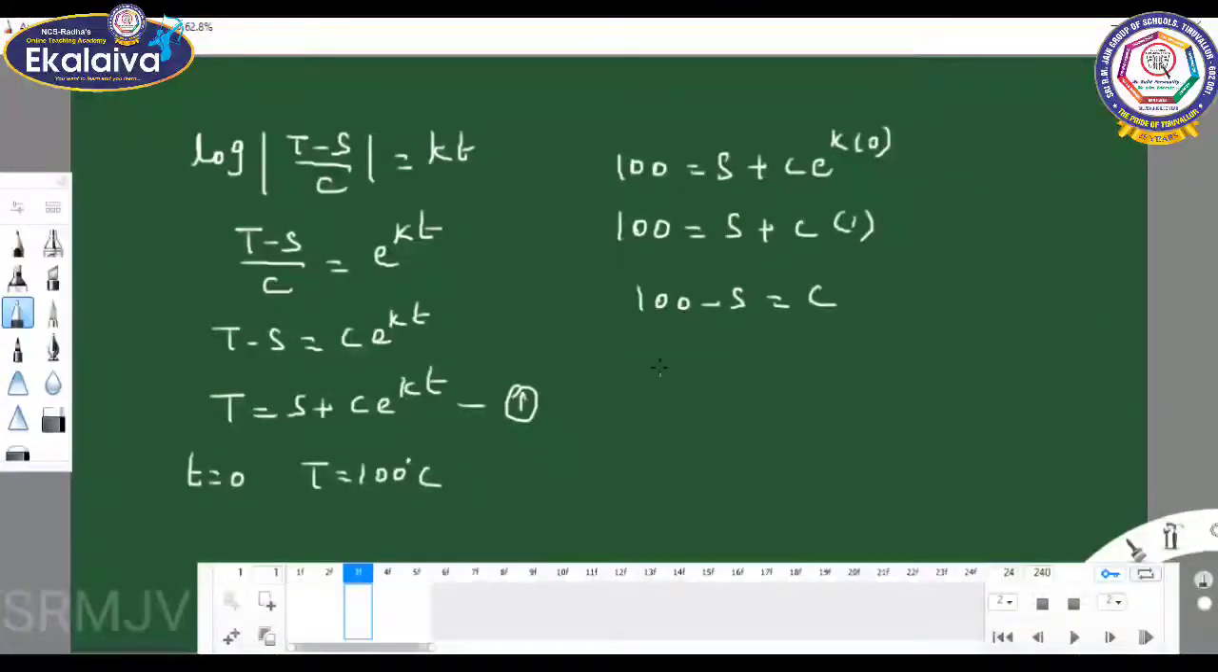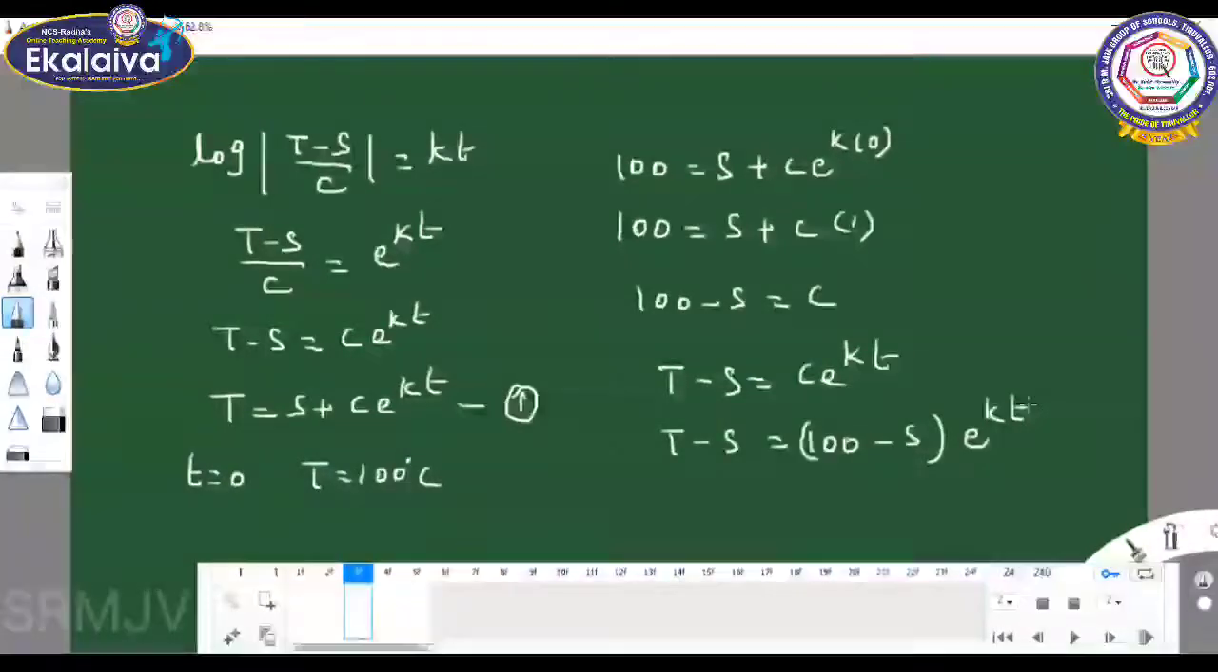Now apply the value of C equal to 100 minus S in the first equation. T minus S equal to C e power kt, so T minus S equal to (100 minus S) into e power kt. Take this as the second equation.